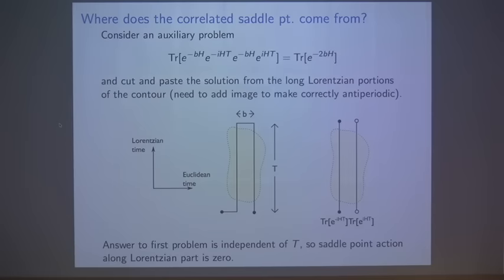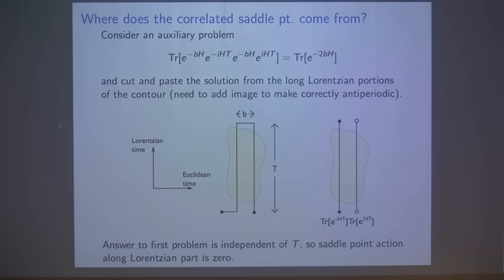This perspective is also helpful for a couple of other reasons. First, the answer to the first problem there is exactly independent of capital T. And one can use this to show that the saddle point action for this saddle point for trace of e to the minus iHT, trace of e to the iHT is 0.